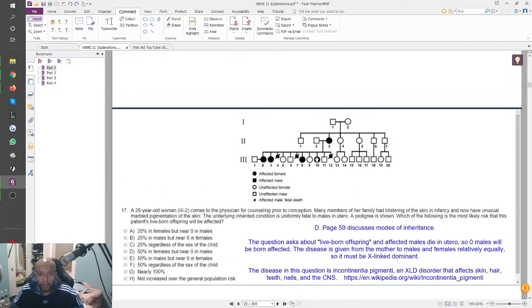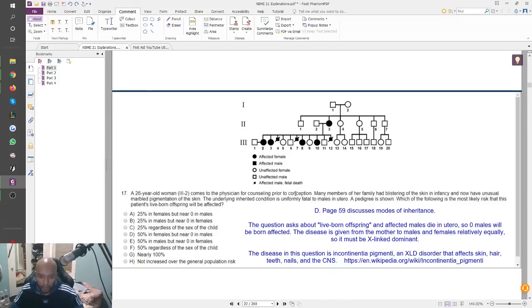Alright, so 28-year-old woman, which is 3-2 over here, comes to the physician for counseling prior to conception. Many members of her family had blistering of the skin in infancy and now have unusual marbled pigmentation of the skin. The underlying inherited condition is uniformly fatal to males in utero. So any man that gets it immediately dies, which is why all these boxes are people that got the disease and died. Right? Those are men. A pedigree is shown.